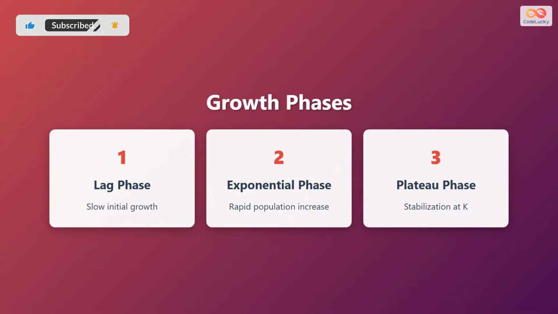The S-shaped growth curve consists of 3 distinct phases. Phase 1 is the lag phase, where population growth is slow. This happens when organisms are adapting to their environment and reproduction hasn't reached its full potential. Phase 2 is the exponential phase, characterized by rapid population increase. Resources are abundant and reproduction occurs at maximum rates. Phase 3 is the plateau phase, where the population stabilizes at carrying capacity K at this point. The birth rate equals the death rate, and the population size remains relatively constant.